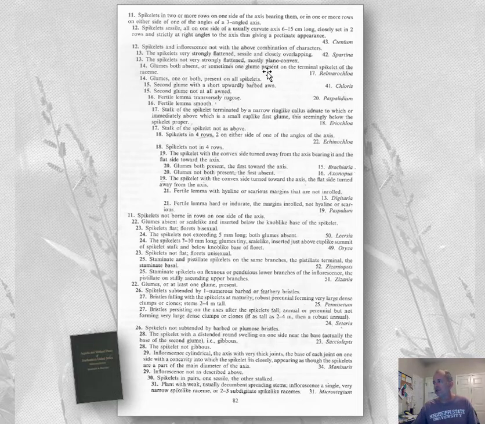The other number 13, spikelets are not very strong and flattened, mostly plano-convex. So plano-convex, so one side is kind of flat and the other side is convex, okay? Opposite of concave, convex. I guess they're opposite. Anyway, so it's the second number 13, which brings us into 14. Glooms both absent. So here's one of those structures that I talked about, the glooms, the lemma, the palea. So the glooms showing up here. The glooms are both absent, or sometimes one is present on the terminal spikelet of the raceme, okay?